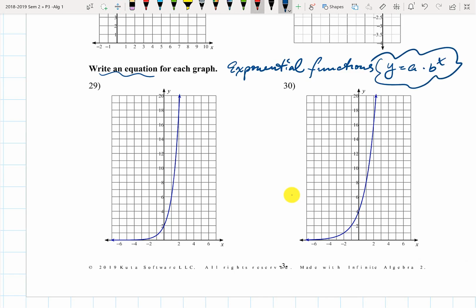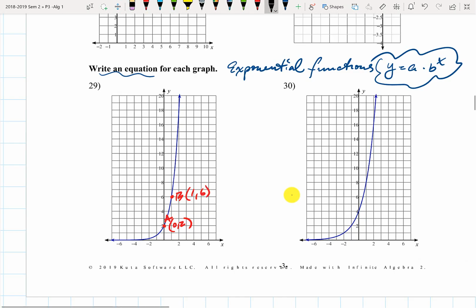Okay, so let's plot some points. On this one here, this point right here is (0, 2), so 0 and up 2. And then another point on the graph that we know is right here. We'll call this one A. And then at B, that's at (1, 6).